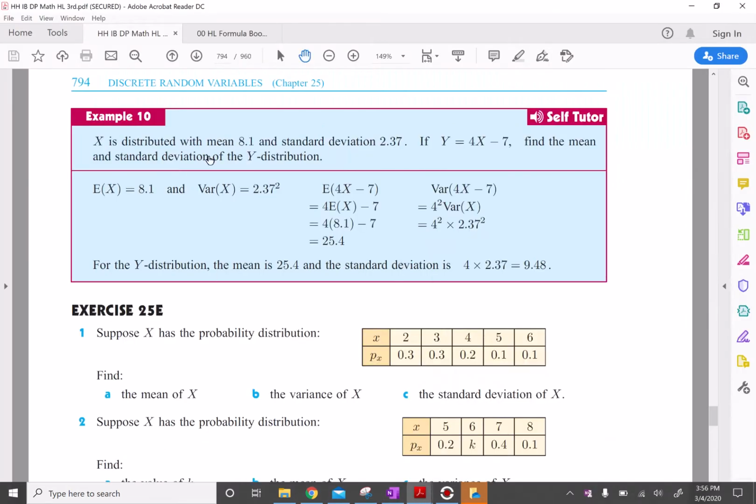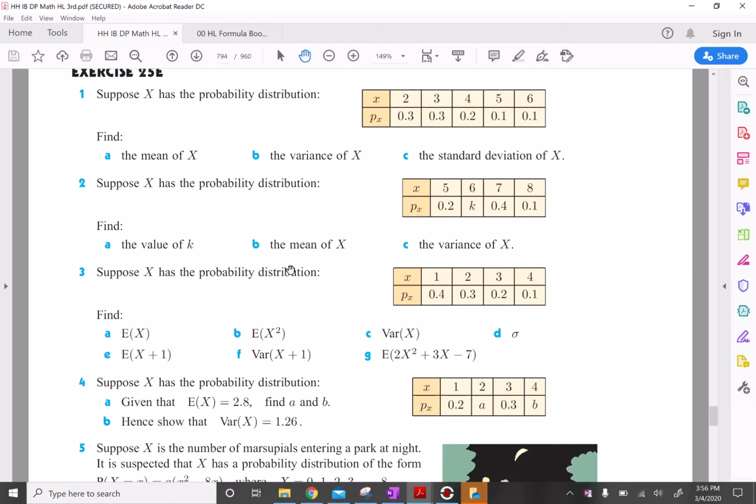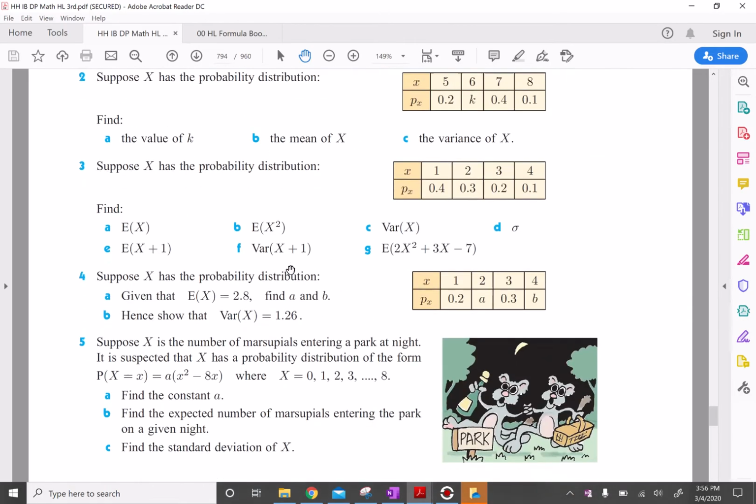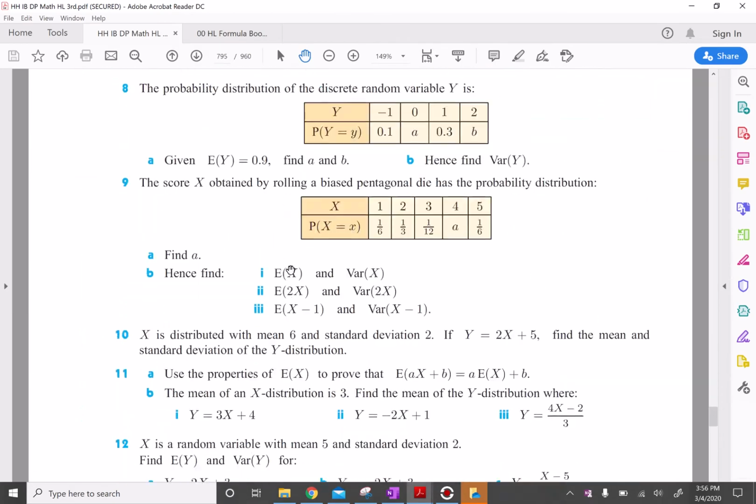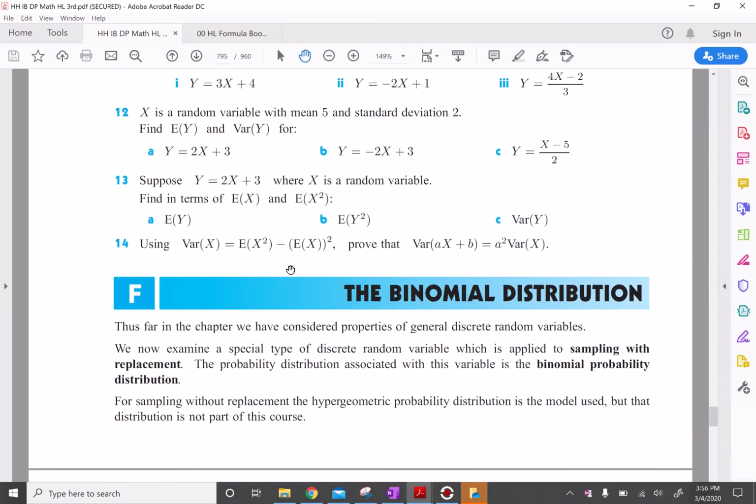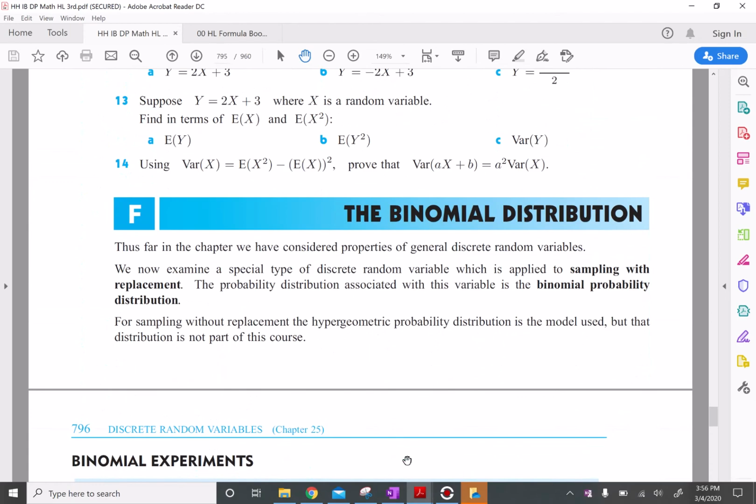Okay, there's another example in the book that just goes over some properties of finding this. So you can read example 10 and maybe figure out for yourself. If not, just reach out to me. I'll make a video about it. But then you should be trying these problems from exercise 25E. And the next video we'll be going over the binomial distribution and Poisson distribution.